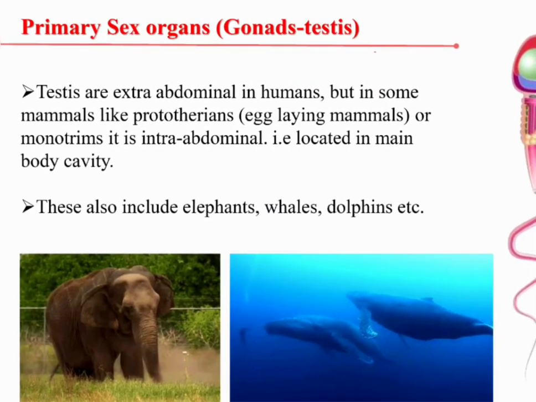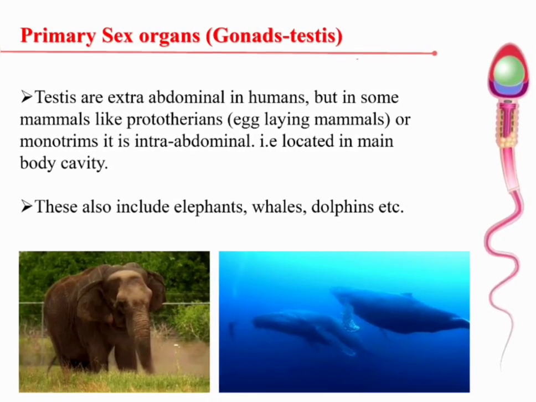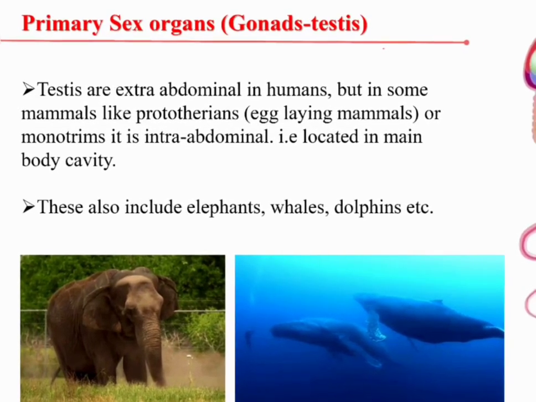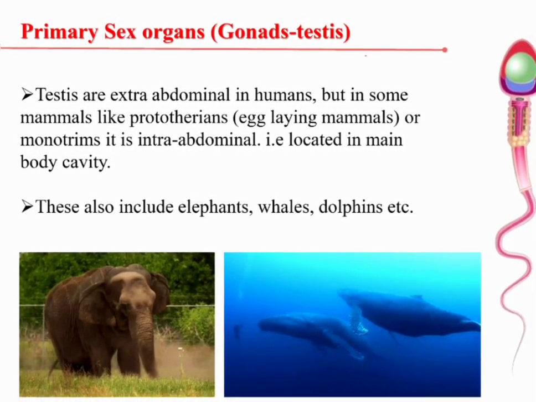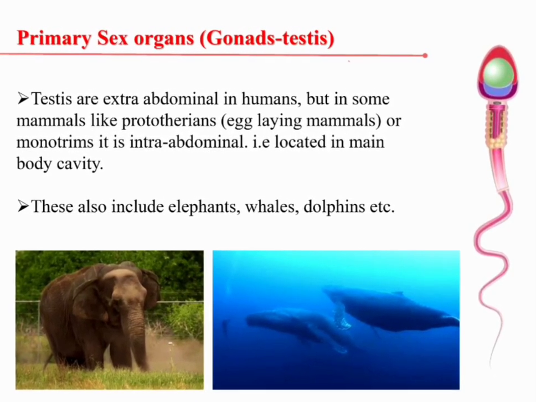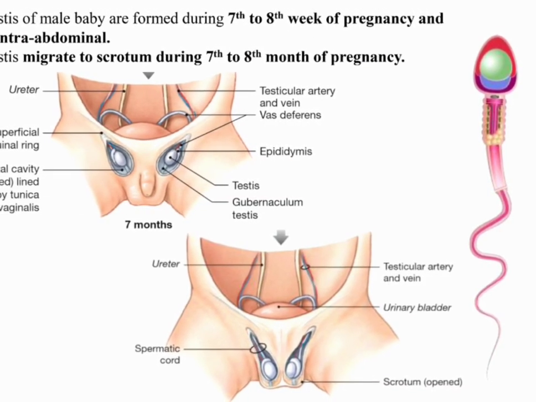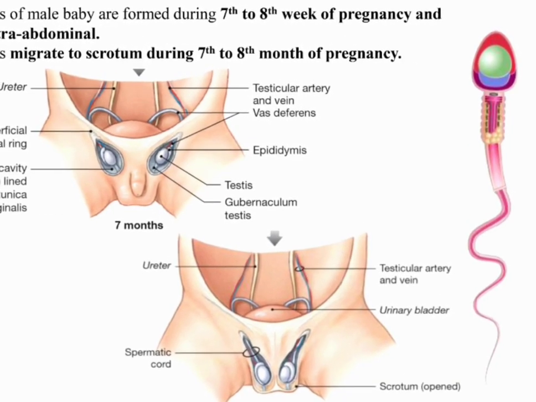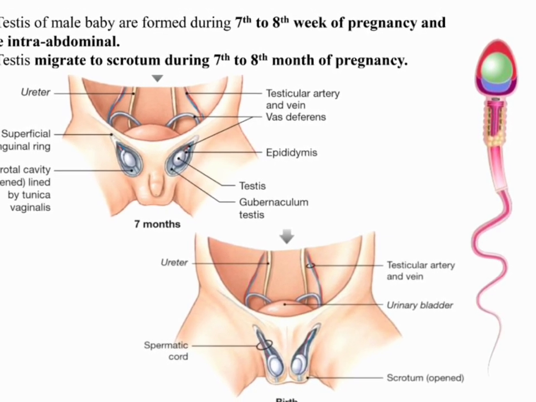Testes are extra-abdominal in humans, but in some mammals like prototherians, egg-laying mammals, or monotremes, it is intra-abdominal, or it is located in main body cavity. These also include elephants, whales, dolphins, etc. You can see the photograph of elephants and whale in this slide. Testes of male baby are formed during 7th to 8th week of pregnancy and are intra-abdominal. Testes migrate to scrotum during 7th to 8th month of pregnancy.